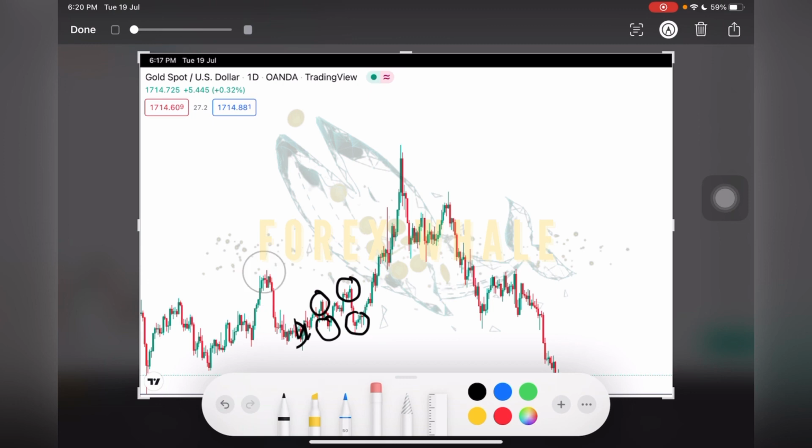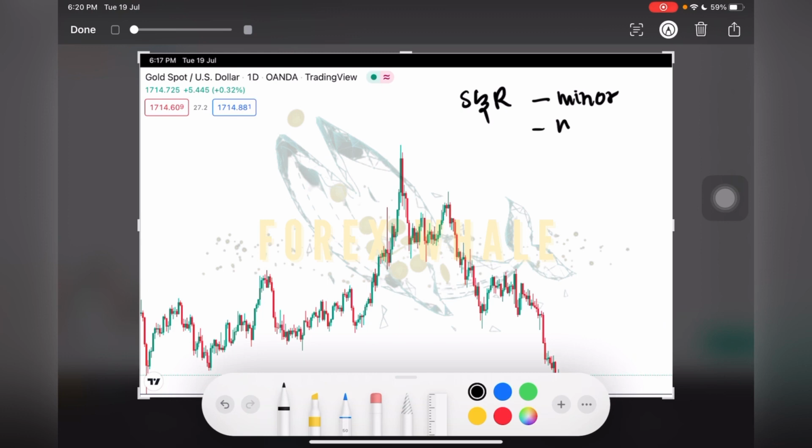Very simple. So SNR is also divided into two, which is minor and major SNR. Minor SNR is what's going to complicate your trades and get you confused. So we are going to avoid identifying minor SNR, but we are going to focus on major SNR. So what does a major SNR look like? I'll start with how a minor SNR looks. A minor SNR will look something like this.